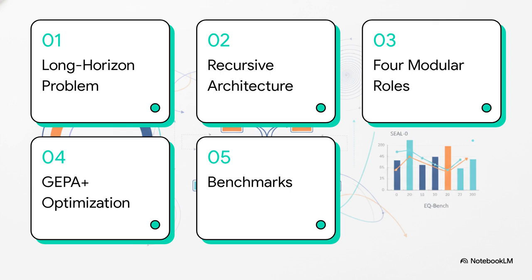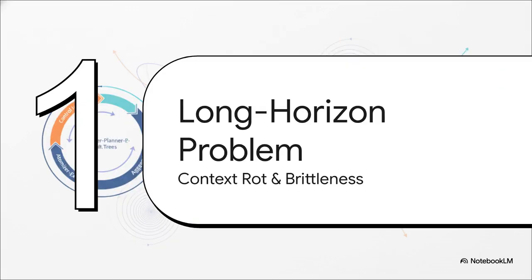So here's our roadmap for today. First, we'll look at the long horizon AI problem. Second, ROMA's recursive architecture. Third, the 4 modular roles. Fourth, GEPA plus prompt optimization. And finally, state-of-the-art benchmarks. All right, part 1, the long horizon AI problem, context rot and brittleness.